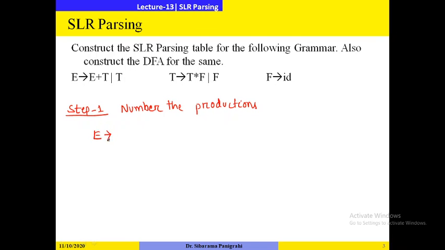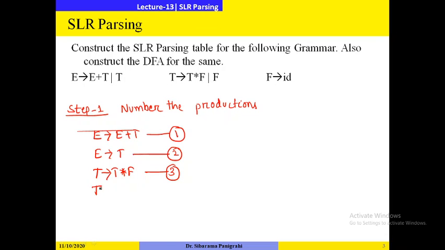The first production is E gives E plus T. This is production number 1. Then E gives T. This is production number 2. Next T gives T star F. This is production number 3. Next T gives F. This is production number 4. Next F gives ID. This is production number 5. Right? So in step number 1 we will number the productions.